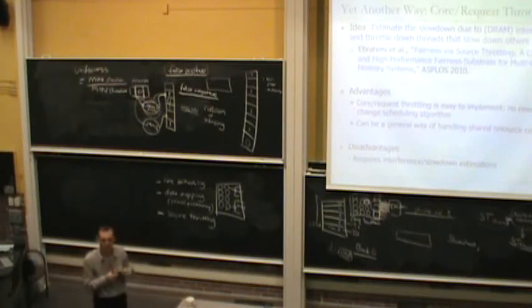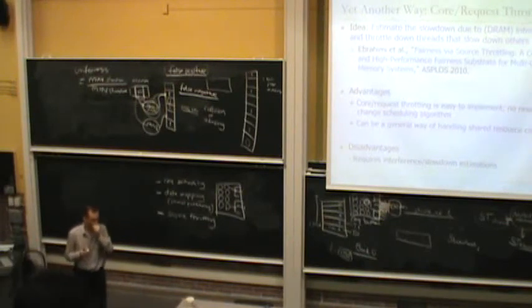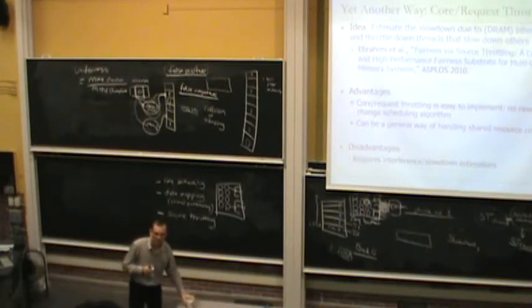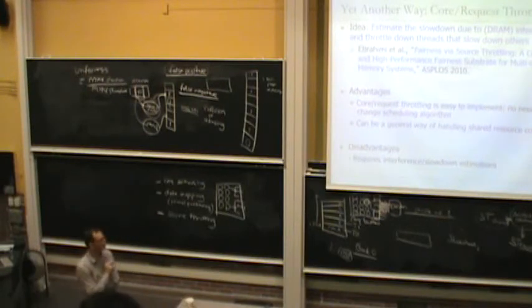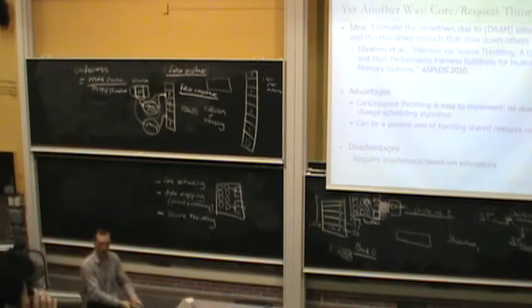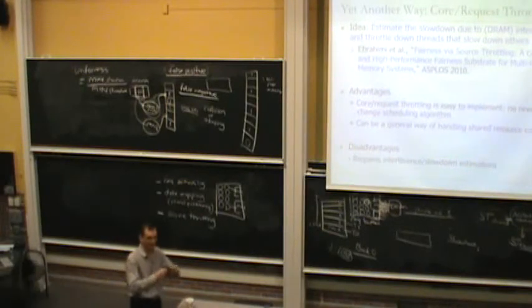Yes? With source throttling, you don't always want to consider only one core, because it could be that two, three cores are interacting in such a manner that causes the slowdown. Exactly, that's right. Absolutely right. And you can read the paper. You throttle more threads if that happens. But you're right, it's not only one thread, and that's another potential disadvantage of this.